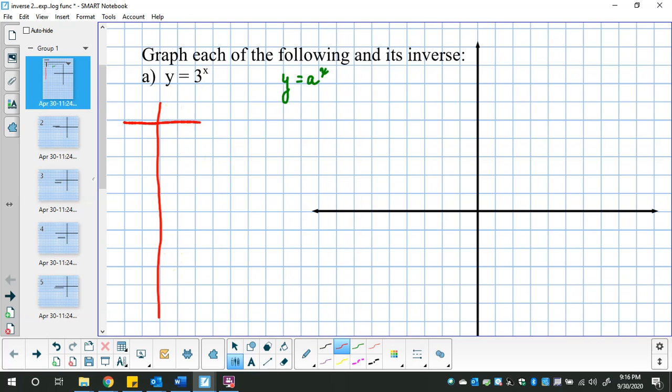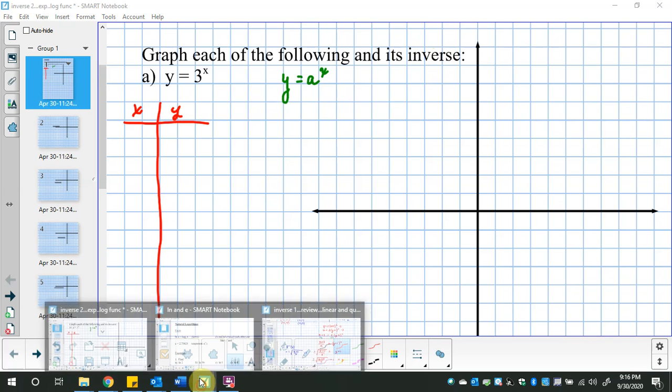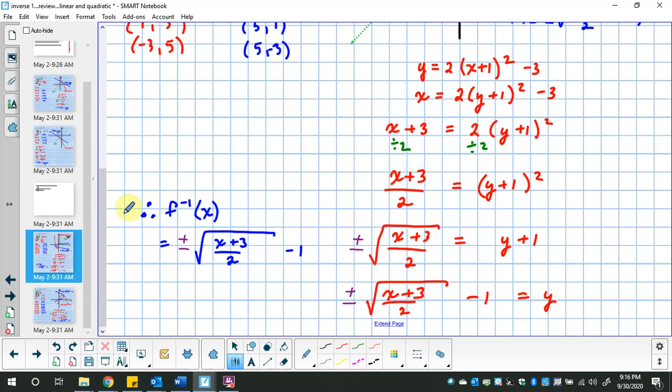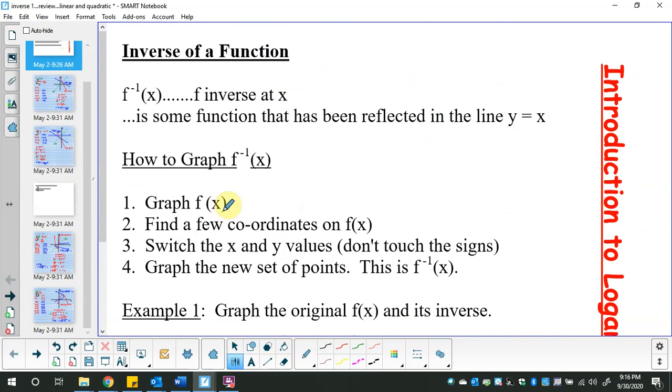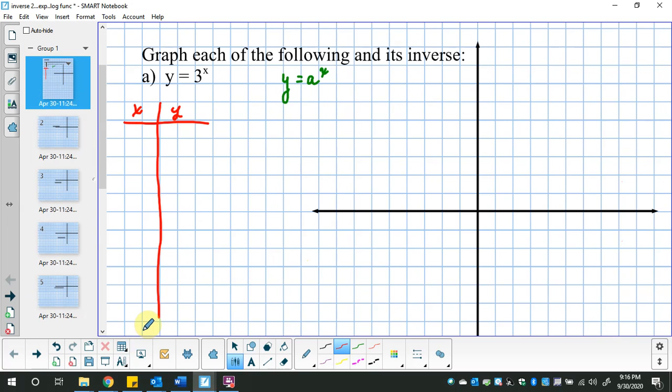And this table of values is the one that I will eventually flip so that we can graph the inverse. So just to go back, because I saved this note, that when we graph the inverse, we graph the original, find a few coordinates. So I'm doing that right now. So I'm kind of doing these backwards. Switch the x and y values and graph the new set of points and call that the inverse. So we're going to pull that off with this picture, which may or may not be familiar to you.